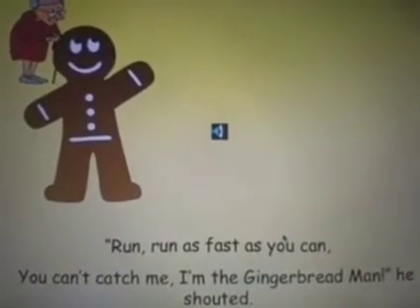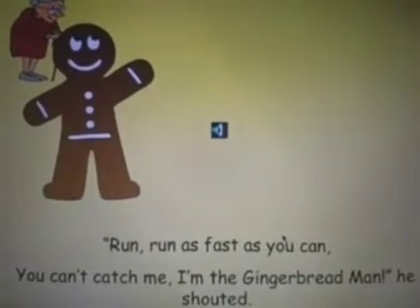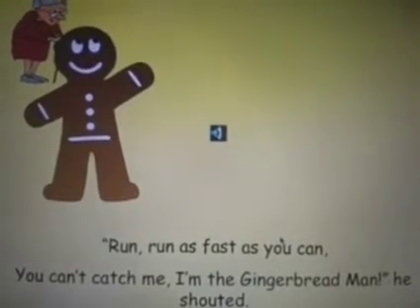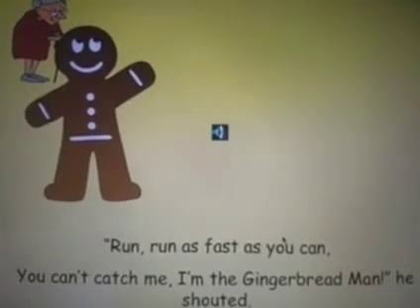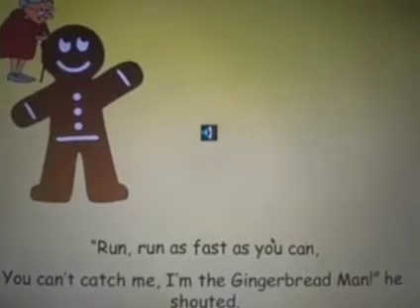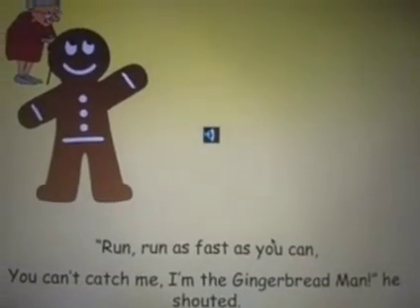Yes, and the woman was shouting, the old woman was shouting to stop him. But the gingerbread man shouted instead and said, what was the refrain that he was saying? Run, run as fast as you can. You can't catch me. I am the gingerbread man. Yes, so that was the beginning of the story.